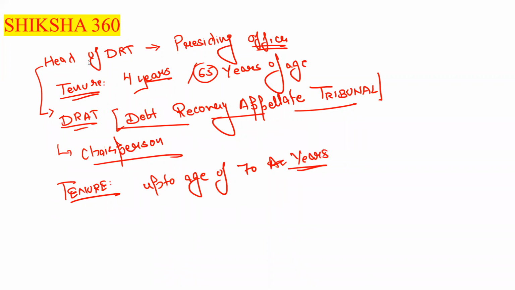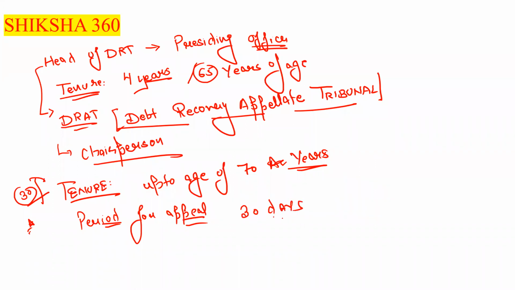And further one more point under that. If any case is in the DRT, within how many days will the case be referred to the DRAT? The period for appeal is 30 days. Clear. After 30 days, the case goes to the DRAT, if the person wants. The person can appeal. And they have to deposit some amount also.